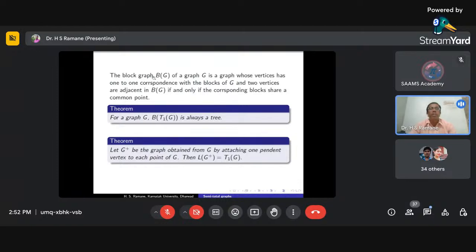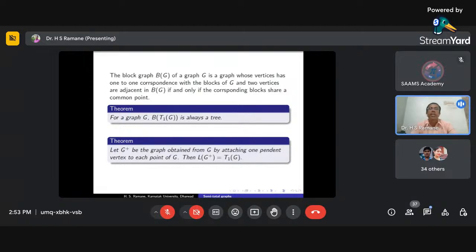So the block graph B(G) of a graph G is a graph whose vertices have a one-to-one correspondence with the blocks of G. The blocks of G become the points of B(G), and two vertices are adjacent in B(G) if and only if the corresponding blocks share a common point. Just like our definition of the line graph: in the line graph, we take the vertices as the corresponding lines of G, and two points in the line graph are adjacent if and only if the corresponding lines share a common point.